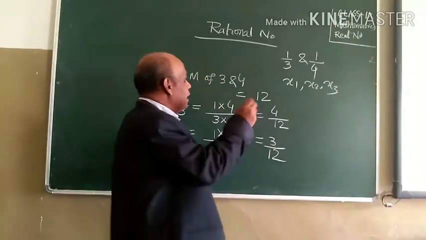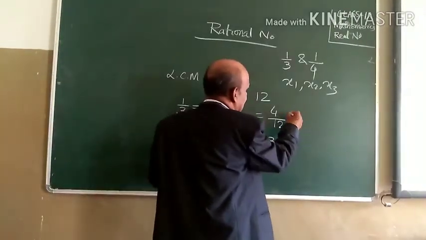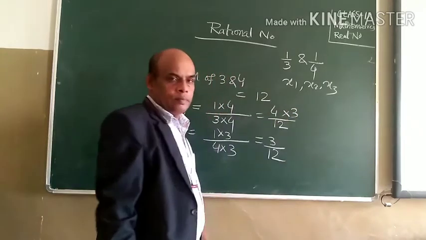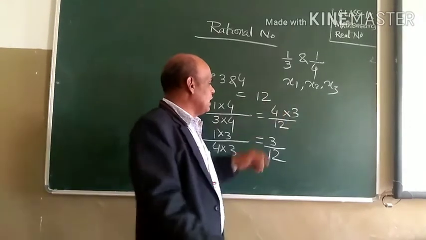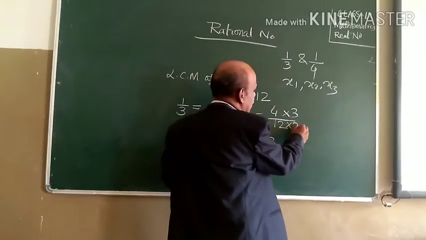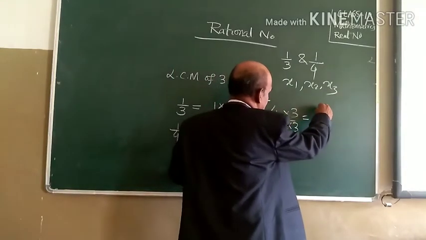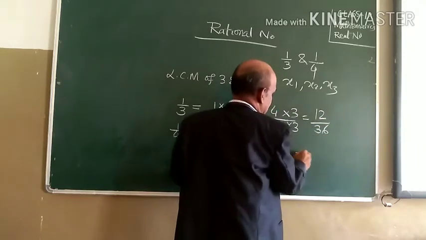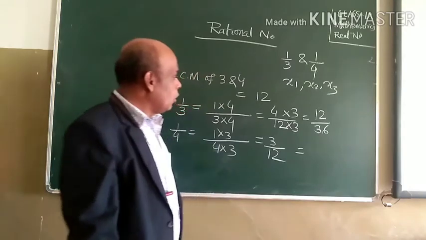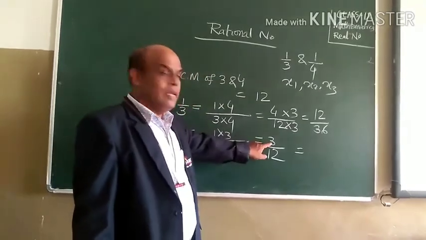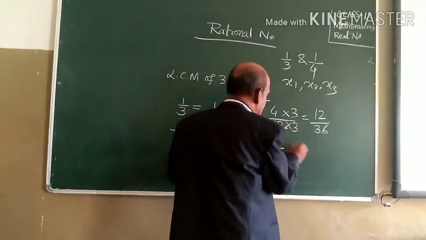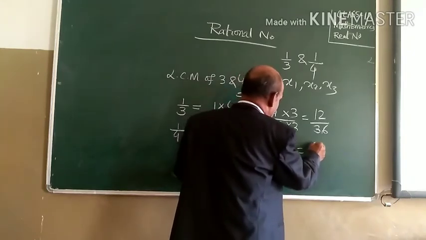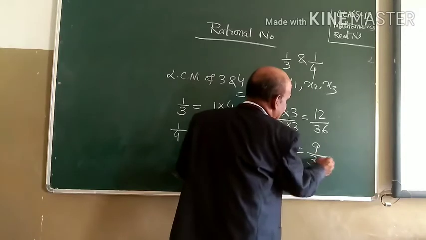Suppose I multiply here by 3. So if I multiply here 3, ultimately the denominator also 3. So what I will write? 12 by 36. So here also same, 3 into 3 and 12 into 3. So that is coming 9 by 36.